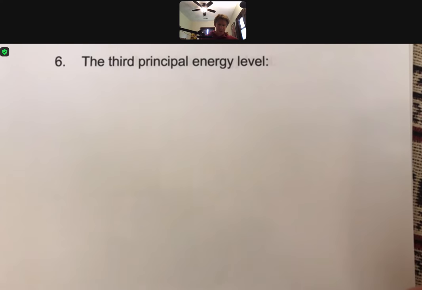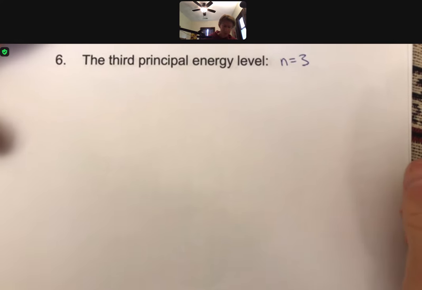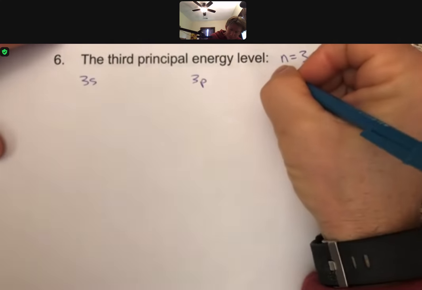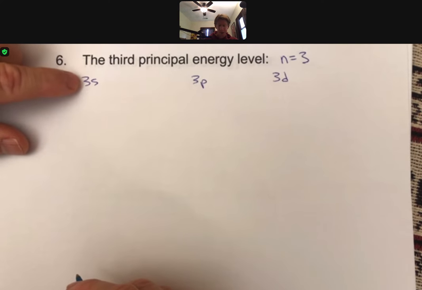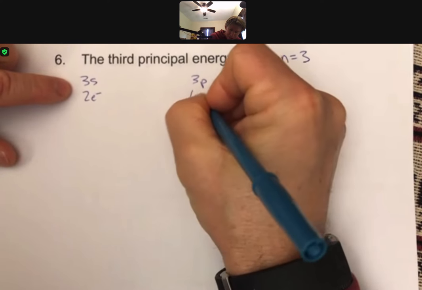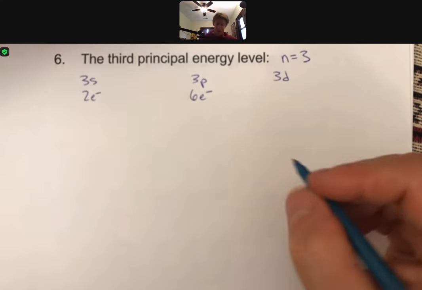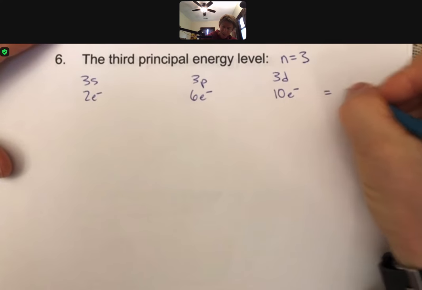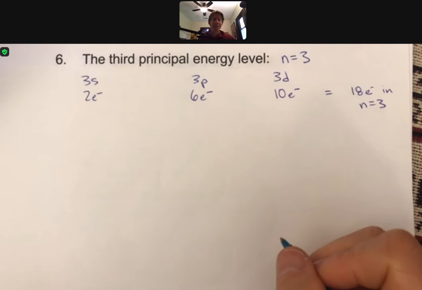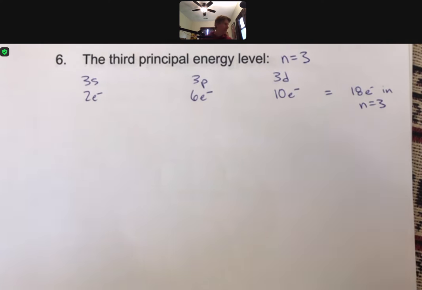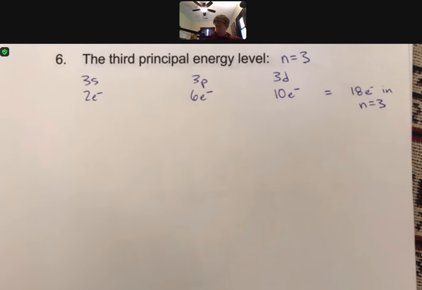Good. Let's keep going. Our third principal energy level, that's n equals 3. N equals 3 will have 3s, 3p, and 3d. And what we will see is that typically, it holds 2 electrons max, 6 electrons max, and 3d has 5 orbitals and holds 10 electrons max, for a grand total of 18 electrons in n equals 3 when it's completely filled. All right, so we have the pictures of the d's. Now let's draw a picture with all three of them together.